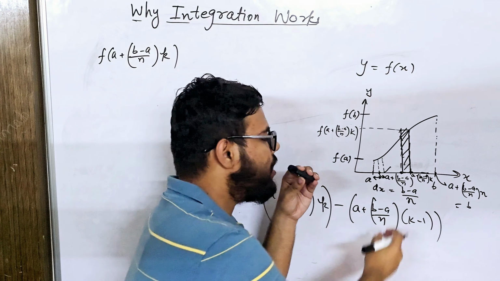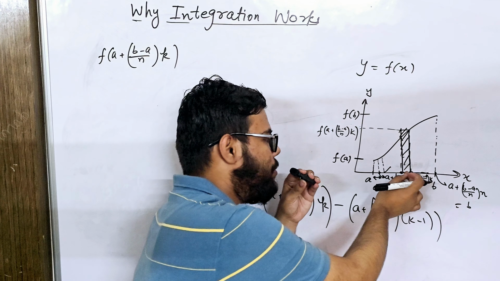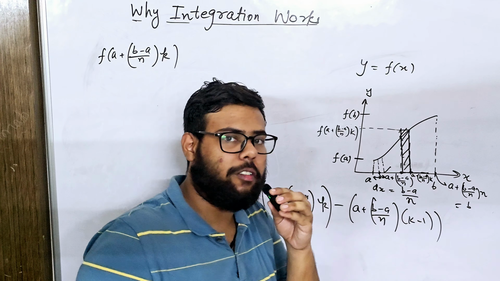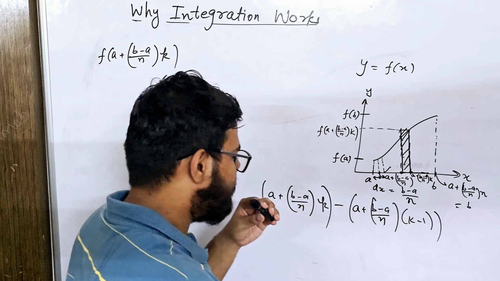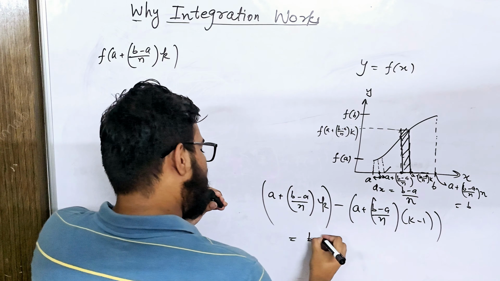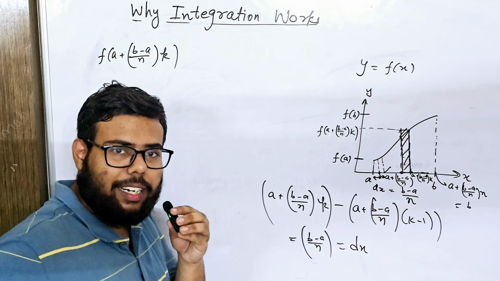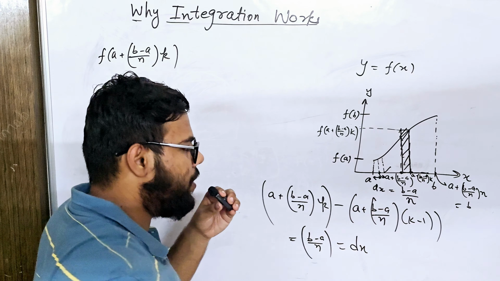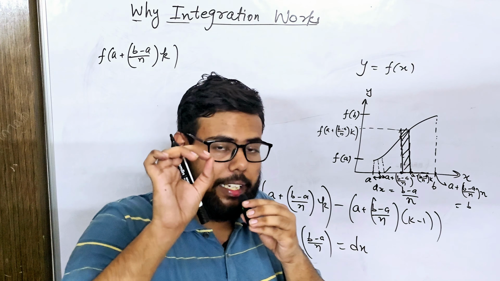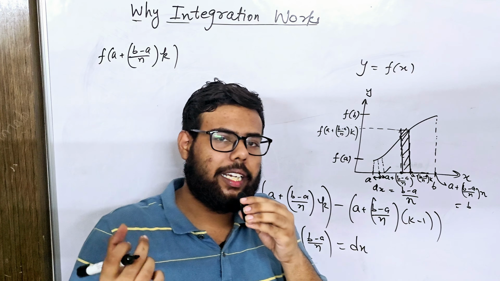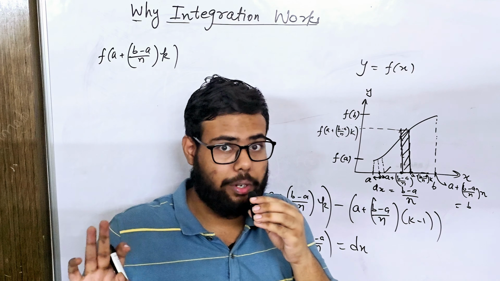Why k minus 1? Because this value of abscissa is just before the factor of k. So it will be, of course, k minus 1, right? Which is equal to b minus a by n, which is equal to dx, which we had assumed. And we had assumed that the width is constant, of dx length. But you can take variable width also, it's totally okay.